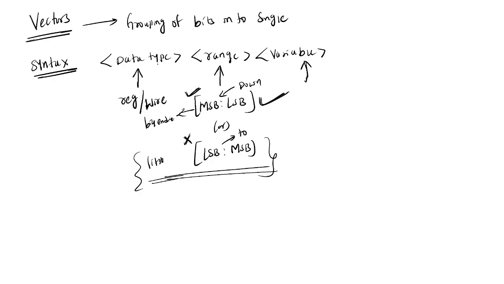The index will change. If you consider LSB to MSB with 4 bits, it will start from here: 0, 1, 2, 3. This becomes the LSB and this becomes the MSB. We mostly will not prefer it, but the indexing will also change. Is it fine?